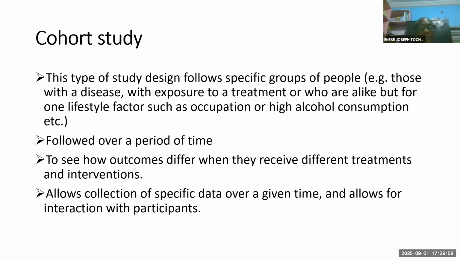Now, you have the cohort study. This type of study design follows specific groups of people: those with a disease, those with exposure to a treatment, and those who are alike but for a particular lifestyle. For example, when you talk about occupational diseases, people consuming alcohol and people that don't consume. So you follow those people over time to see how outcomes differ in those two groups of people.